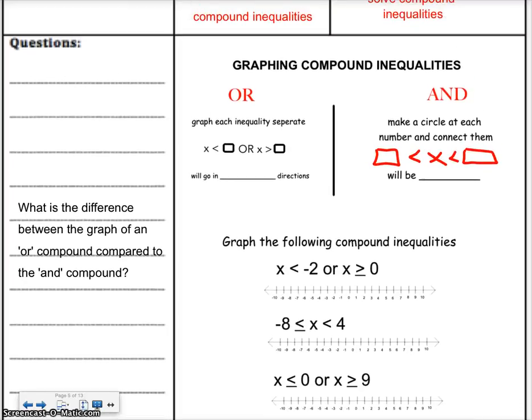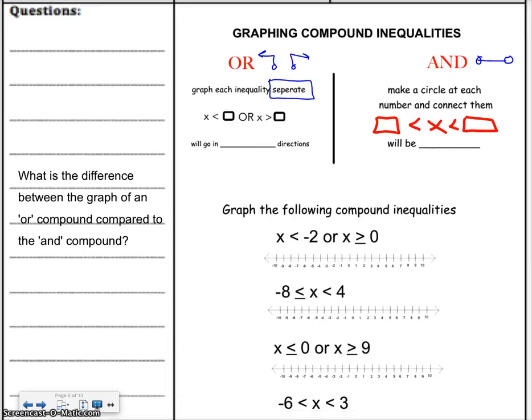So, for or, what you do is graph each one of them separate. Remember, the ors go in separate directions. So maybe you want to show what an or graph looks like. They go separate directions. And is smushed between the numbers. An and is smushed between, or goes separately. You can't do it both. And you can do both of them.